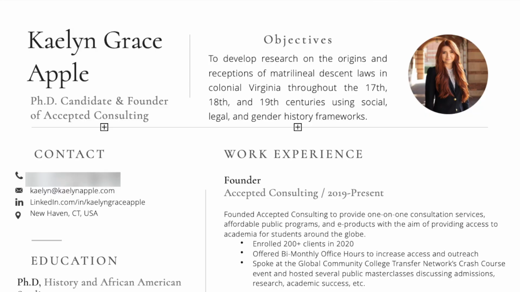In the next section, you want to list your objectives. So in this section, you'll write something geared towards the job that you're applying for or the program. So for me, it is a very quick blurb of my research proposal, which they would have read in my statement of purpose. I just want to make sure that there's continuity throughout my application, so that way they're very aware of the research that I hope to perform and my areas of interest.